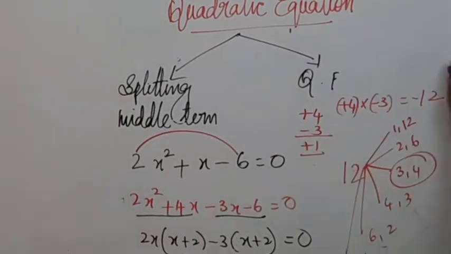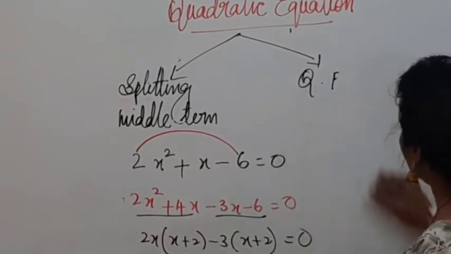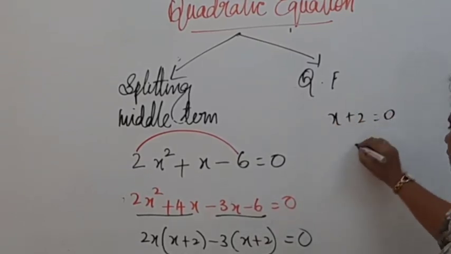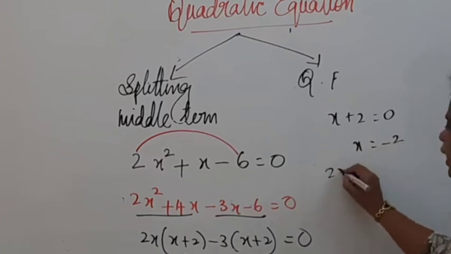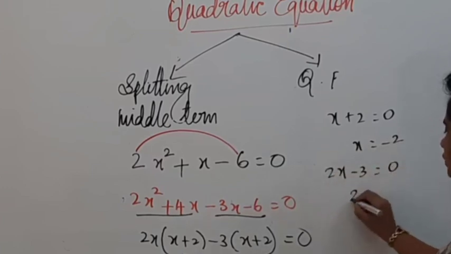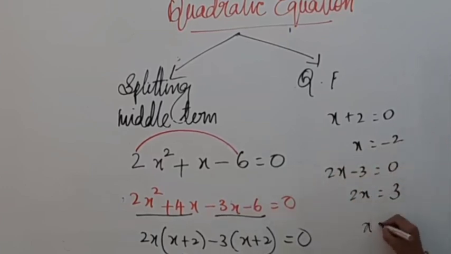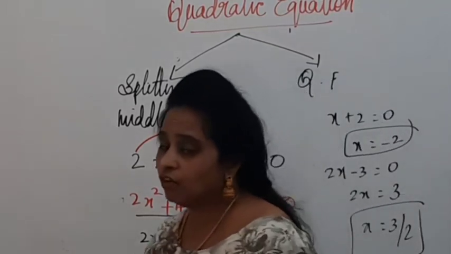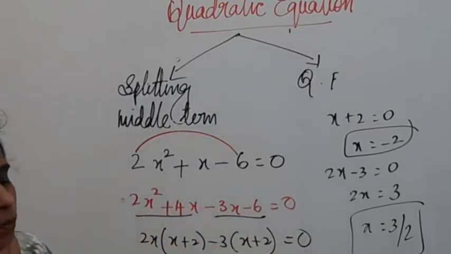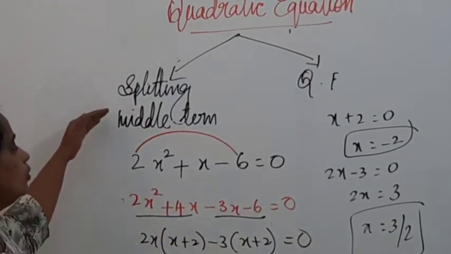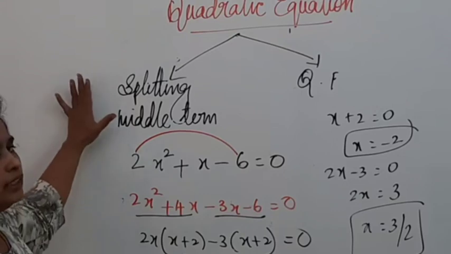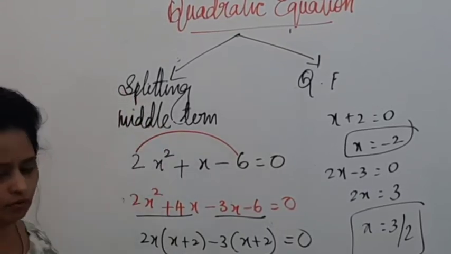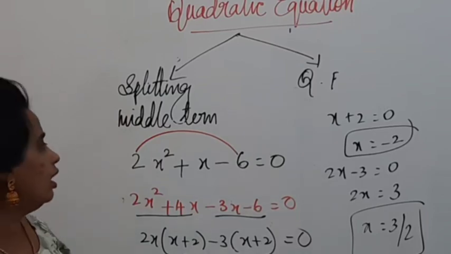Now I'm going to find the solution. So the solutions are: x plus 2 is equal to 0, which is x is equal to minus 2; 2x minus 3 equal to 0, that is 2x is equal to 3, x is equal to 3 by 2. So these are my solutions for this quadratic equation. Hope you understand how to find the solution using the splitting the middle term method. This is one type of method of solution that we are finding here.